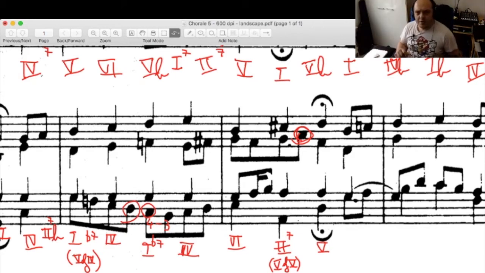Not an escape note, no, because the escape note is a non-harmony note. Am I right? Again, I'm not really switched on today. Okay, that's it. 5 of 5.